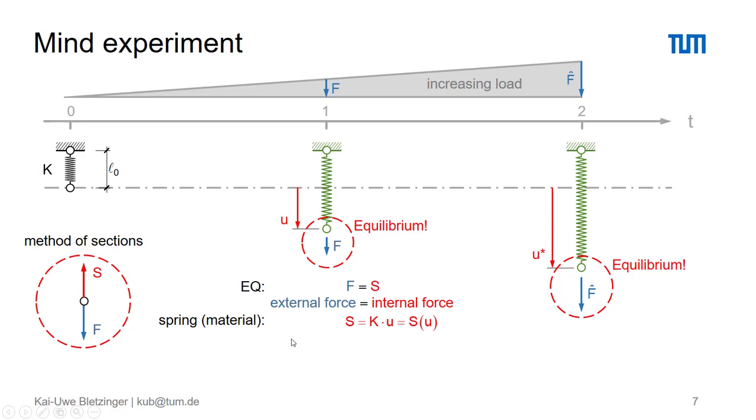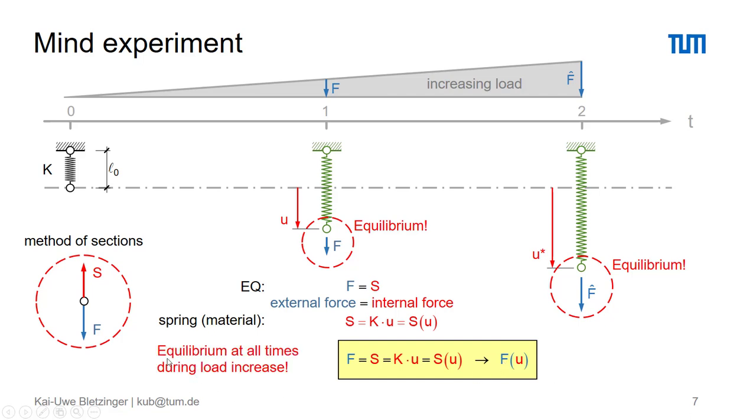If we just recall our spring law, the material law, we have the relation between the spring force, the stiffness of the spring, and the displacement. So S is a function of U, a linear function. And if we substitute that above here, we can then also realize that the external force, simply because of equilibrium, also is a linear function in U. And we can also express that as F as a function of U. Again, that expresses that we have equilibrium at all times during the load increase from state 0 to state 2.